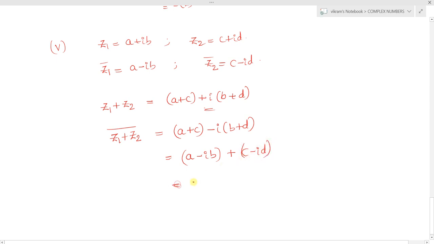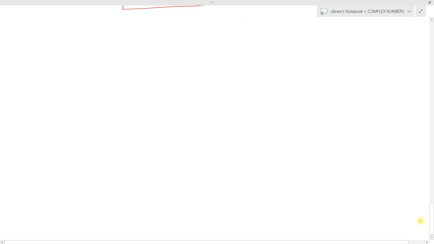That means a minus ib is nothing but z1 conjugate, plus c minus id is nothing but z2 conjugate. So we can write it as (z1 plus z2) whole conjugate equals z1 conjugate plus z2 conjugate. This is another important property for the conjugate of a complex number: (z1 plus z2) whole conjugate equals z1 conjugate plus z2 conjugate.